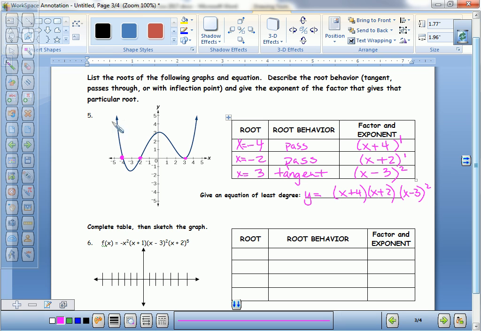The last thing we need to check are the ends. It's rising and rising, which is a positive leading coefficient. So, I'm good. I don't have to put plus in front.